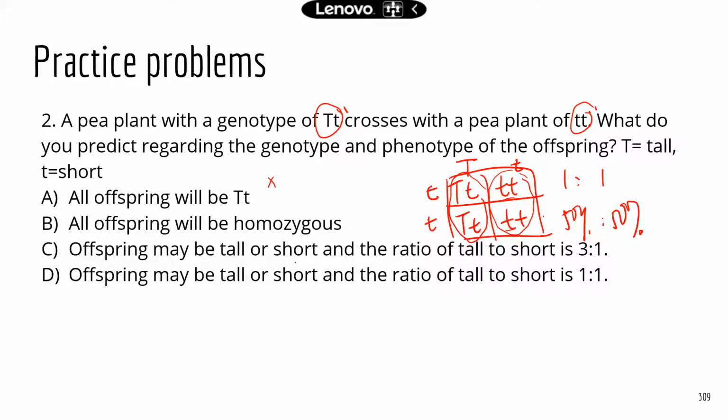Offspring may be tall or short. That's correct. And the ratio of tall to short is 3:1. That's not right, right? We just calculated this. It should be 50-50. So it's a ratio of 1:1. D, offspring tall or short, that's correct. The ratio would be 1:1. So that's the correct answer.